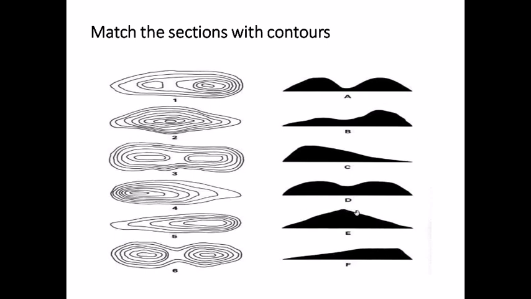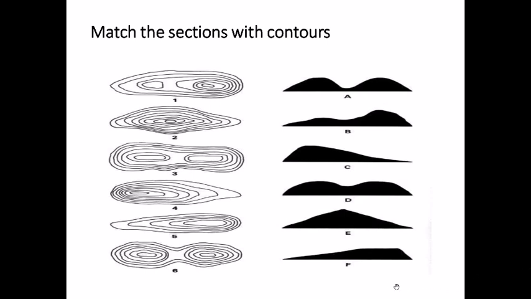E has a relatively similar slope on both sides, and at the center we have the peak, so the respective contour map should have a circle in the center and relatively similar spacing between the contour lines on the left side and the right side. So this second contour map basically reflects this section E.